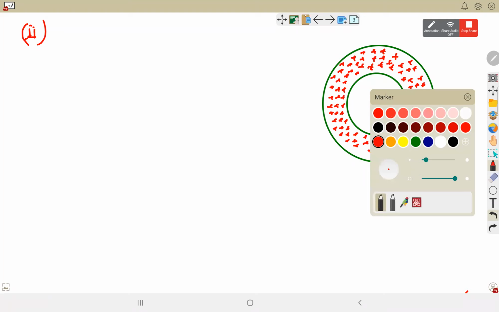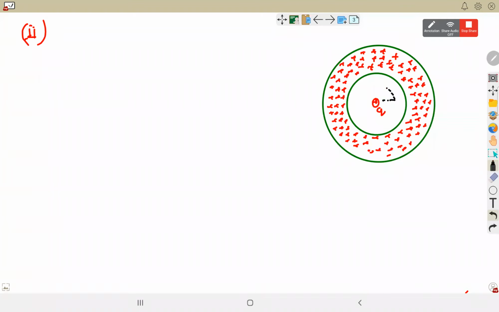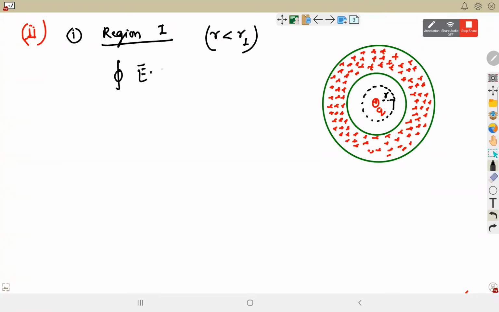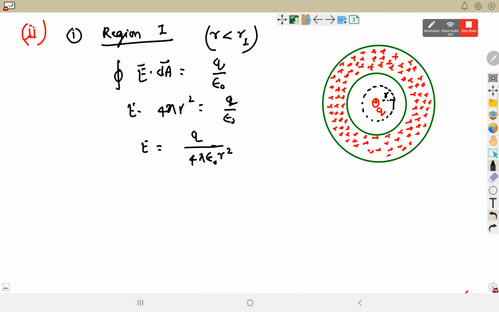Okay, understand. Now in the innermost region, region 1, if you consider a Gaussian surface passing through that point, in region 1, when r is less than r1, we apply integration of E dot dA is equal to q by epsilon naught. E into 4 pi r square is q by epsilon naught. So electric field in the innermost region is q by 4 pi epsilon naught into r square.